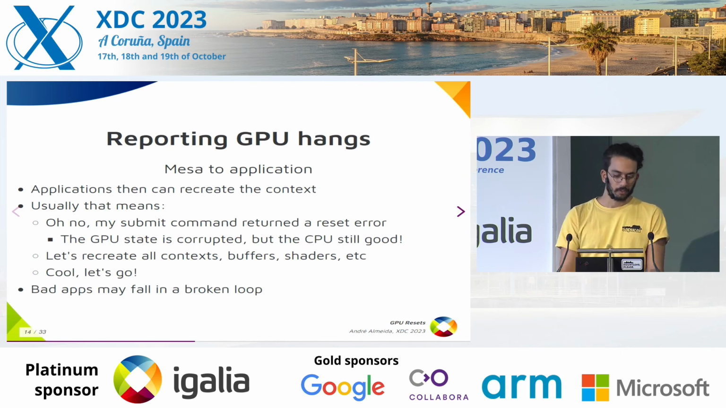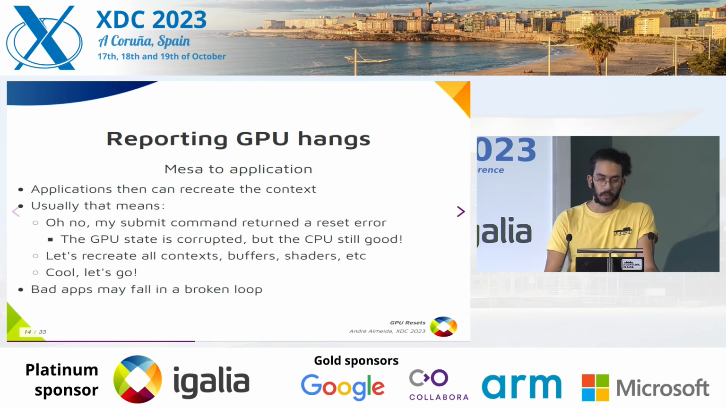If the application is really robust, it will recreate the context after a reset. Usually that goes like, oh, my submission returned a reset error, but this is just the GPU state. The CPU state, everything is preserved, so you have all the information that you need to create the states again, and then you can just keep going.